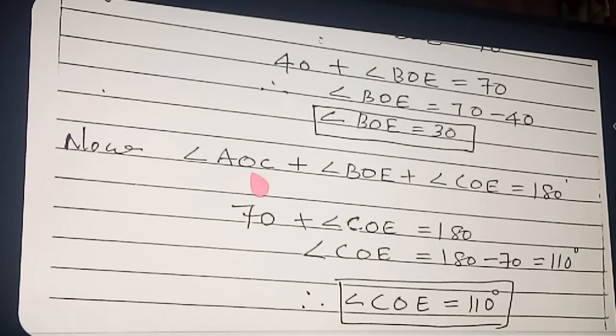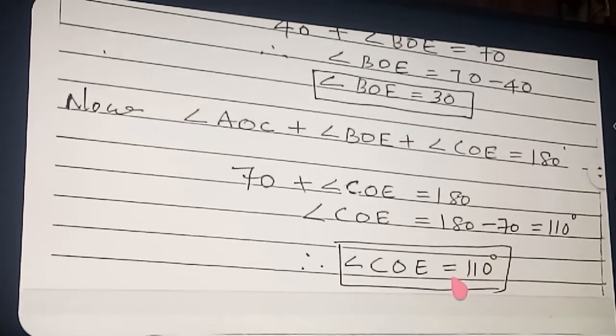See here, once more you are seeing it very clearly and you will get the idea. Now see what is written. Angle AOC plus angle BOE plus angle COE, how much? 180. Why? These three angles are forming on that line only. Therefore, their total sum is 180. What is angle AOC plus angle BOE? 70, already given in the question. So 70 plus angle COE is 180. So angle COE is equal to 180 minus 70, which is 110. Angle COE is found now.